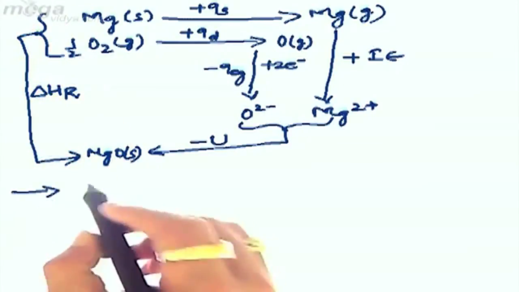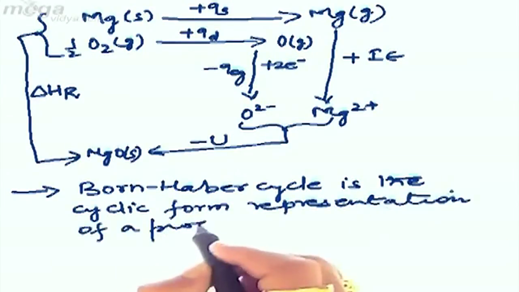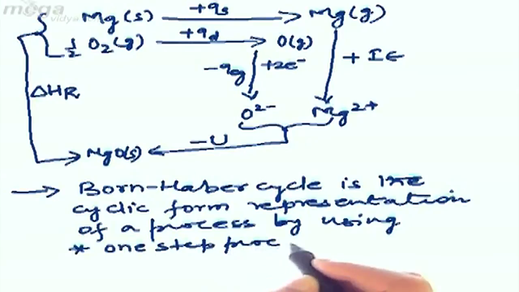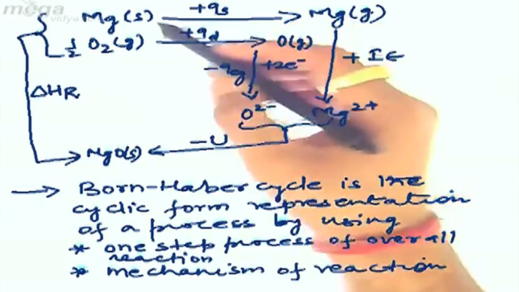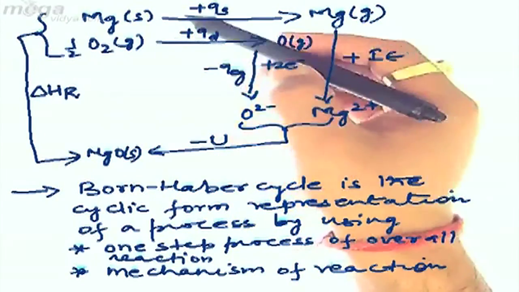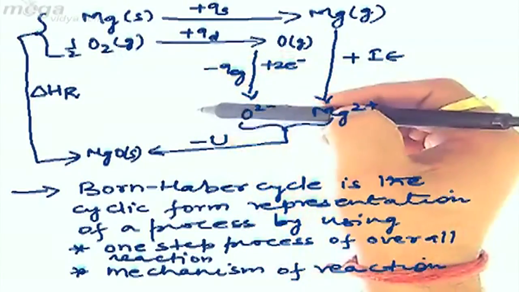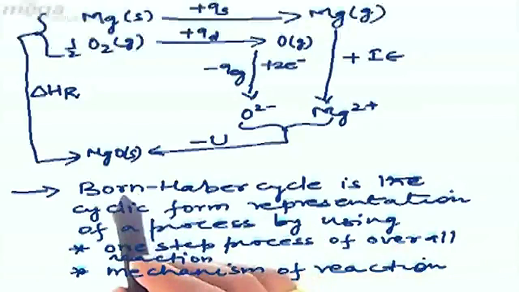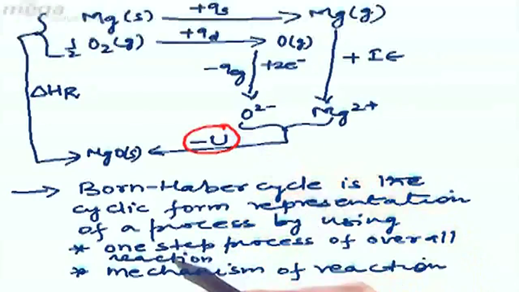So we can define the Born-Haber cycle as the cyclic form representation of a process using the one-step process of the overall reaction and the mechanism of the reaction. The same reaction we discussed earlier, using its one-step process and mechanism, gives a cyclic form, and this cyclic form is called the Born-Haber cycle. Now, using the Born-Haber cycle, we have to determine the lattice energy, that is U. To determine this lattice energy through the Born-Haber cycle, we have to discuss a law on which the Born-Haber cycle is based.